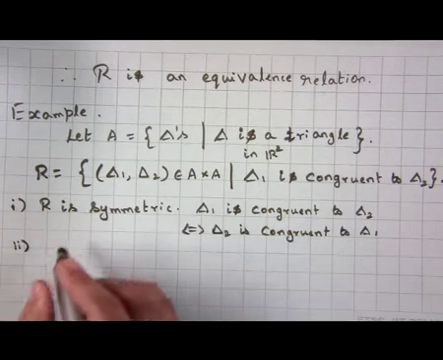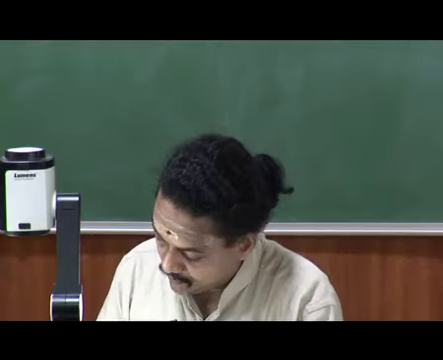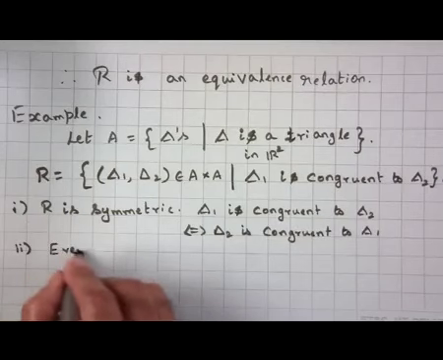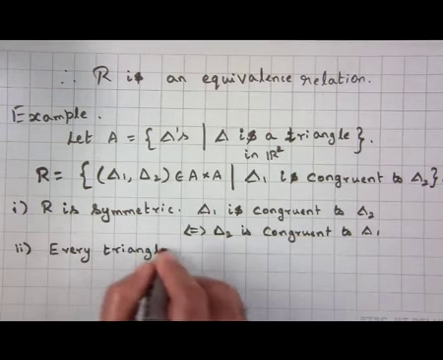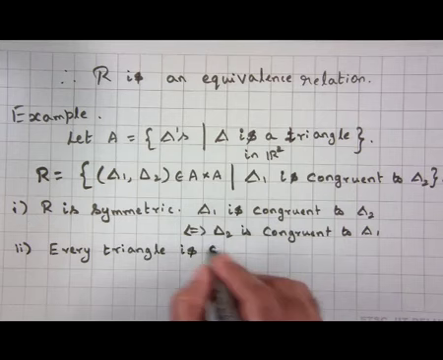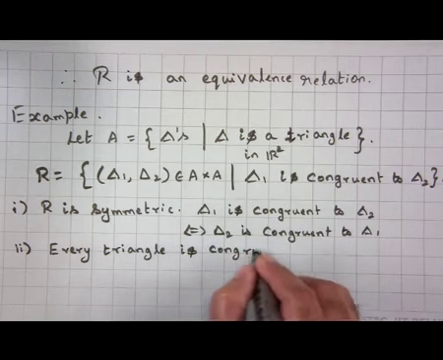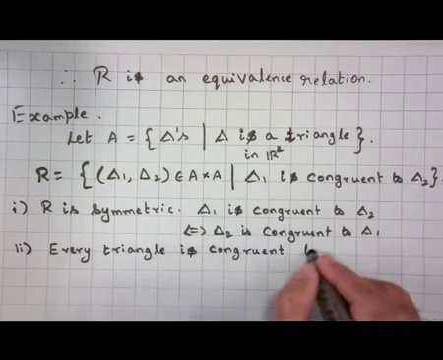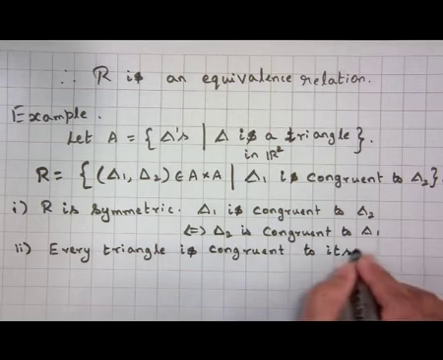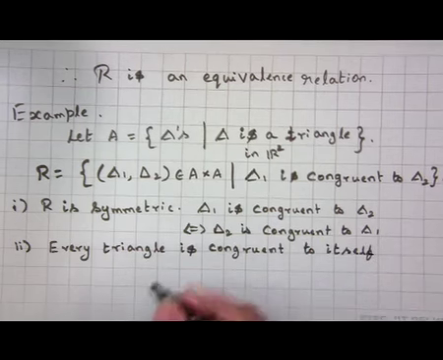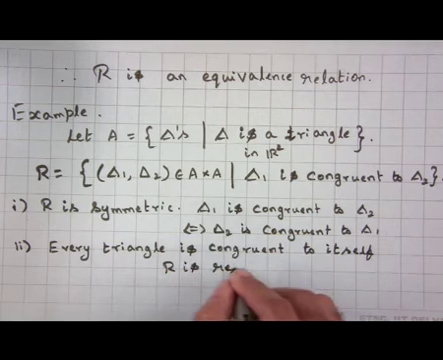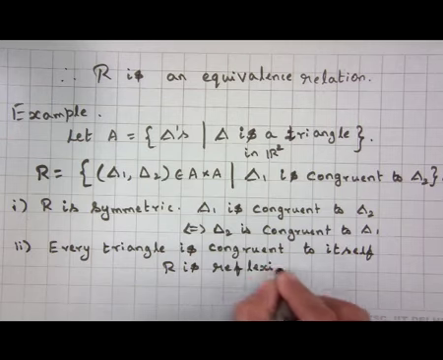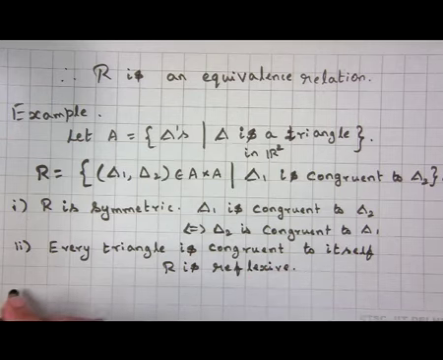And similarly, every triangle is congruent to itself. That means what? R is reflexive. Now, the third one, transitivity.